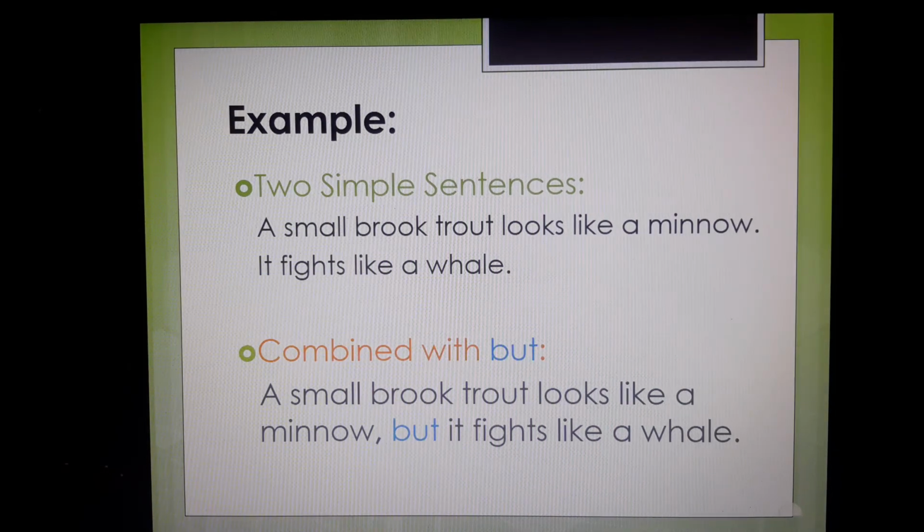Here's an example. We have these two simple sentences. A small brook trout looks like a minnow. It fights like a whale. We can combine these into a compound sentence with the conjunction but, and it would look like this. A small brook trout looks like a minnow, but it fights like a whale. Pay attention to the comma and where it comes, always before the conjunction.